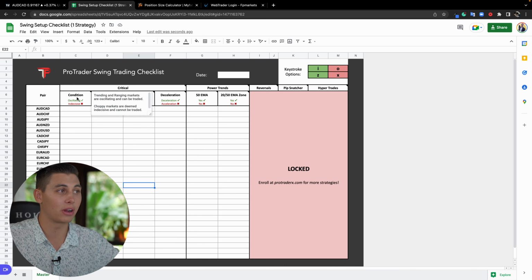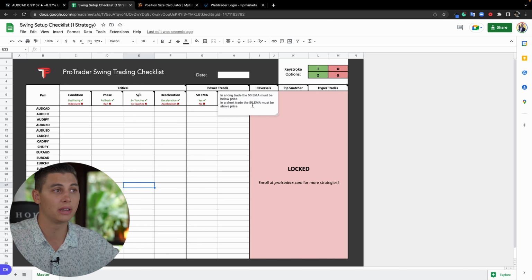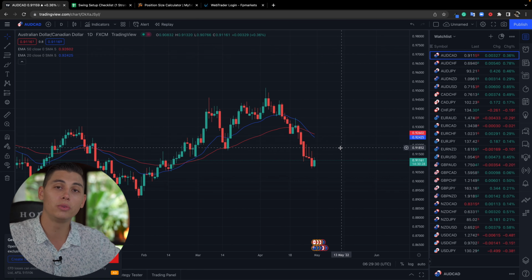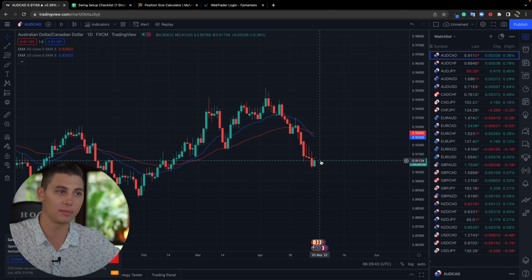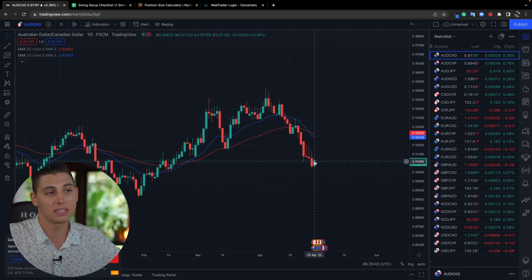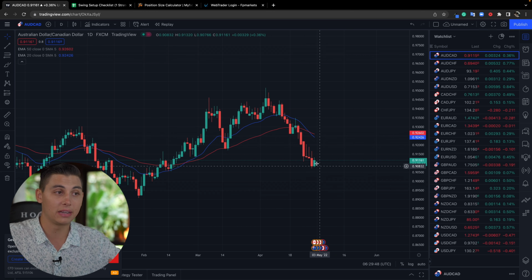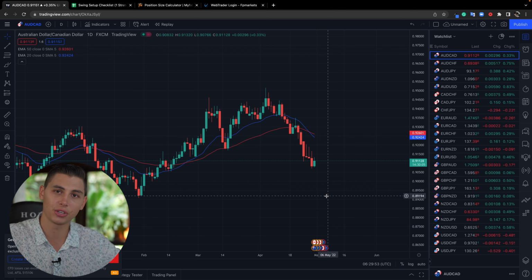So condition, we can only trade trending markets, right? But this is the one I was referring to. In a long trade, the 50 EMA must be below price. In a short trade, the 50 EMA must be above price. So in short, we'll only ever trade with this strategy in power trends. Reversals are different, which you'll learn later. But we only ever trade away from the red line, away from the 50 EMA. We never trade towards the 50 EMA, right? So that leaves us the only direction that we can trade, because the 50 EMA is up here, is down, right?